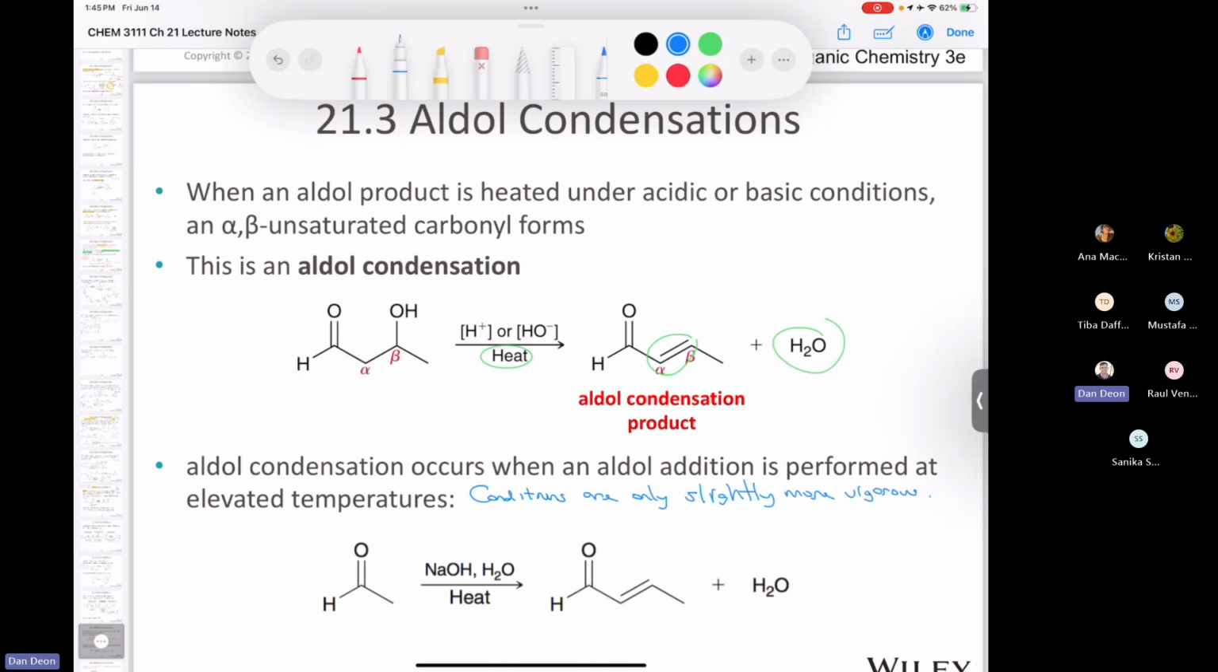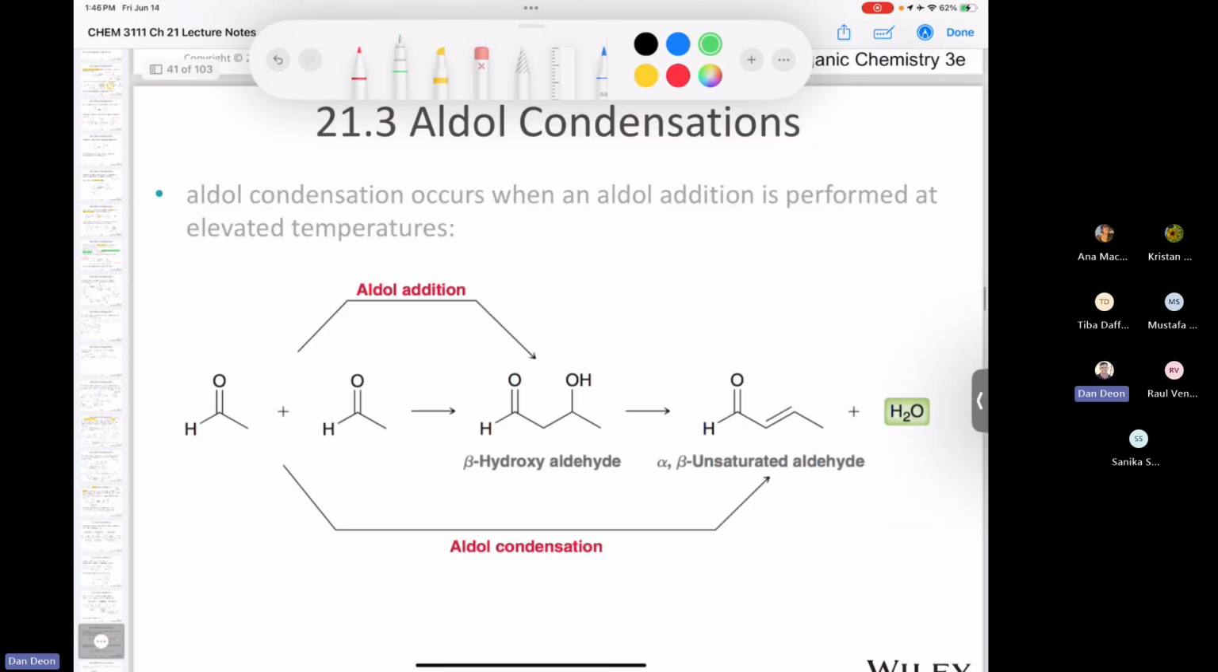But you see here, again, the only difference is adding heat. Okay, so heat is the key here. So again, no heat, aldol addition. Heat it up, get the aldol condensation. If you want a summary of it, here it is.